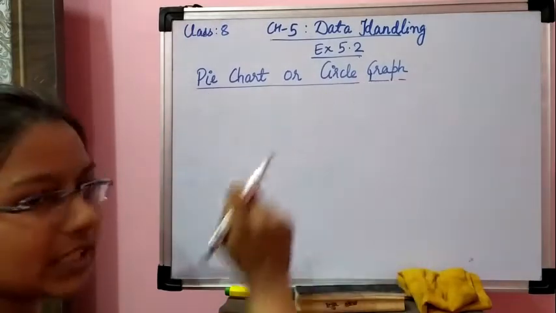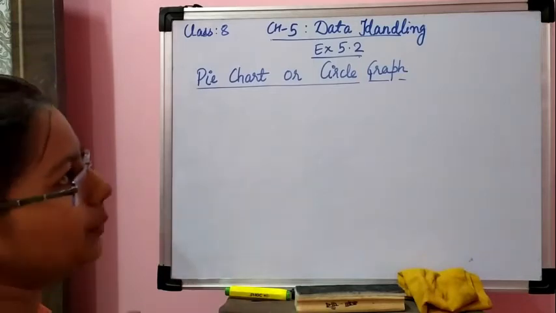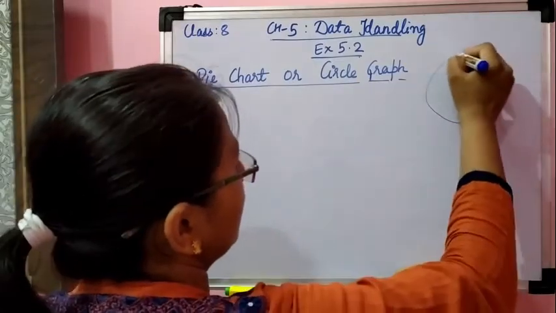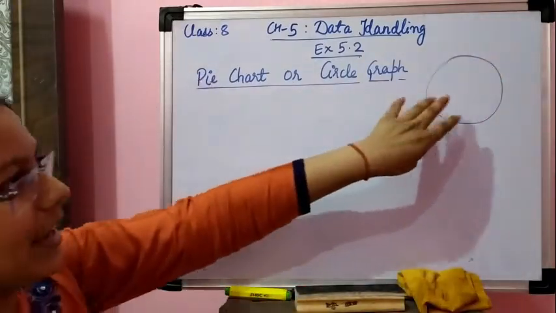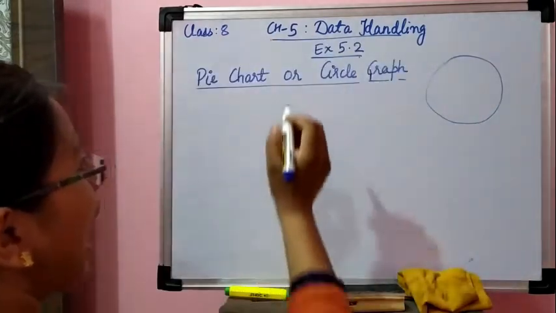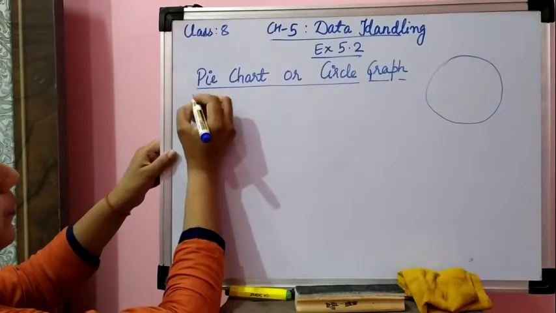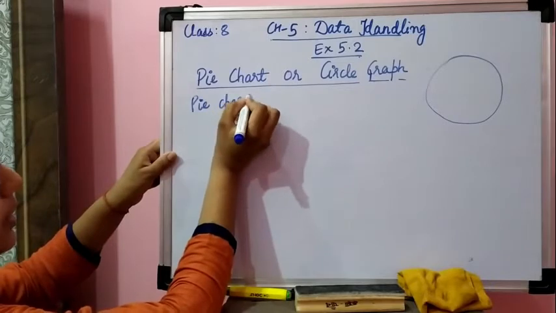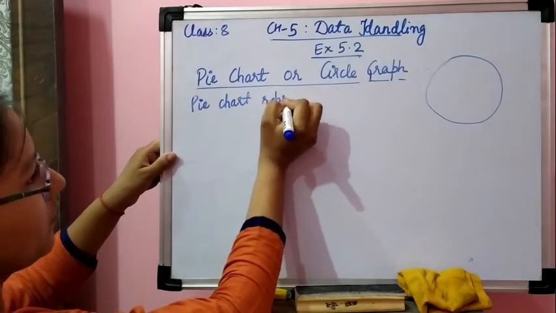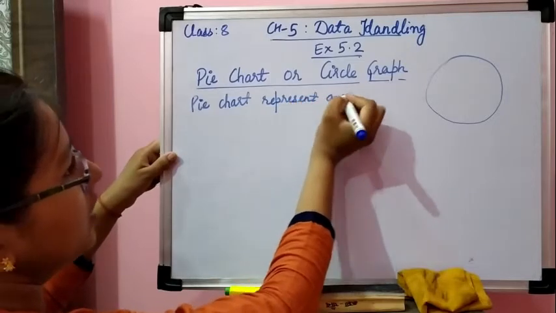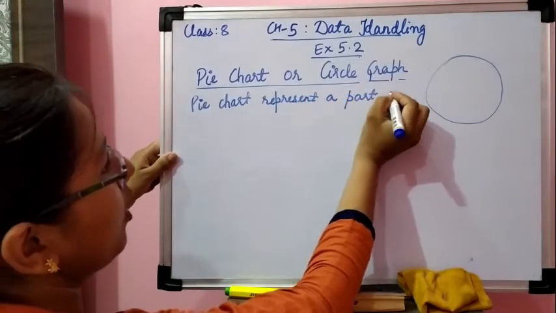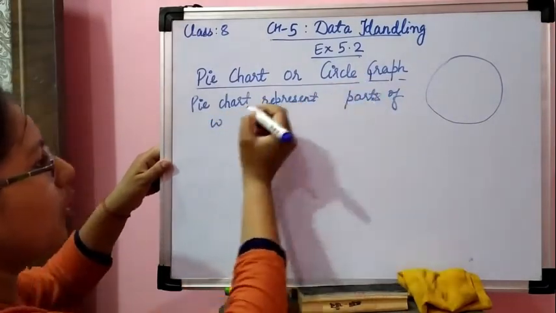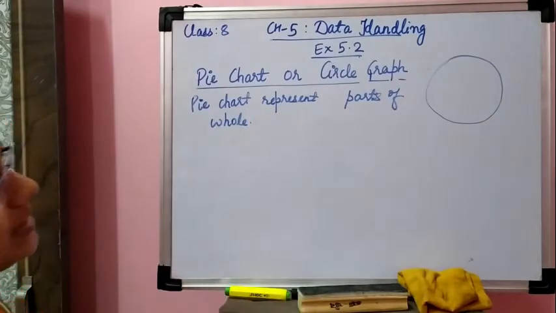By looking at the word circle graph, you can interpret that the data must be organized in the form of a circle. So a pie chart or circle graph is represented in the form of a circle, and it can be said that a pie chart represents parts of a whole. Now what does it mean?